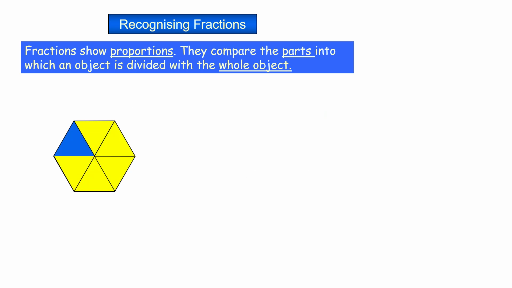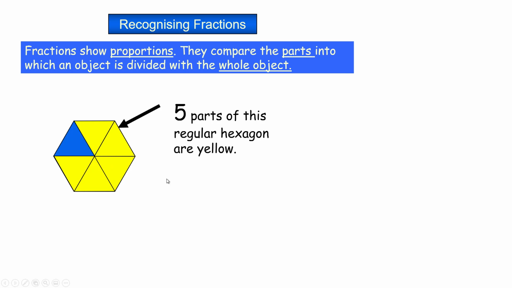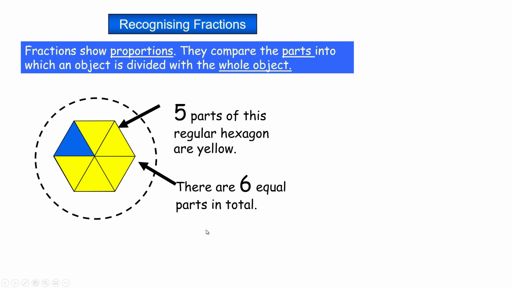Okay, here we got, what shape is that? It's got 6 sides. Hexagon? So we've got 5 parts out of the 6 parts. 1, 2, 3, 4, 5, 6. 5 of them are yellow out of the 6 altogether. So we can say that 5 out of 6 are shaded yellow.